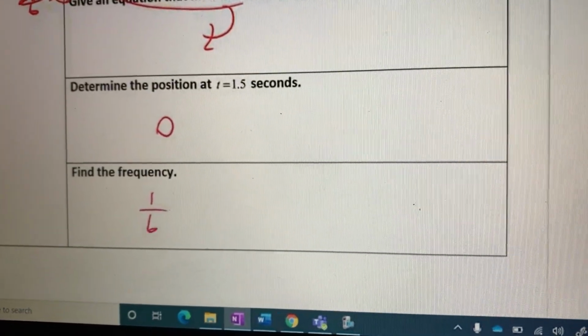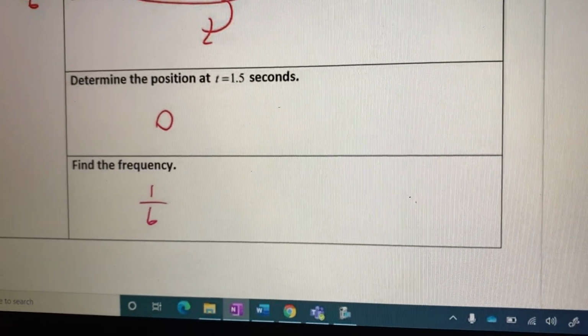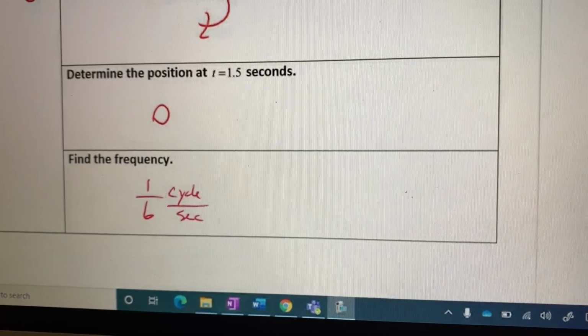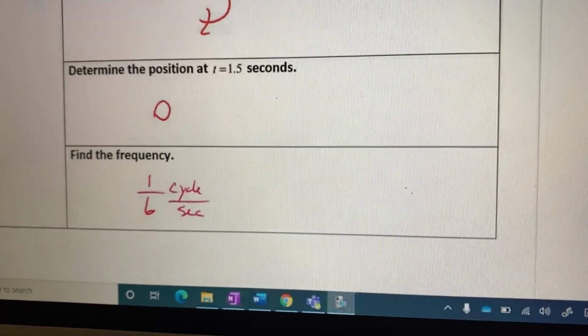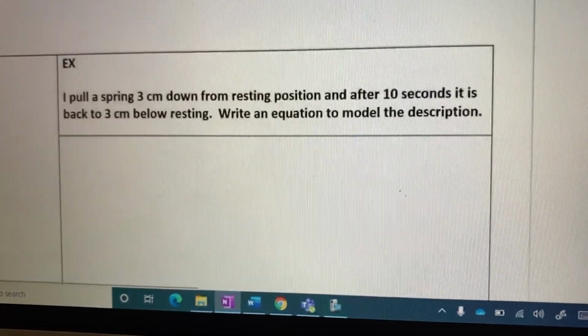Now we're going to talk about the frequency. So if the period is 6, the frequency is going to be 1/6. So there's going to be one cycle per 6 seconds. And you can see on the graph how that works.